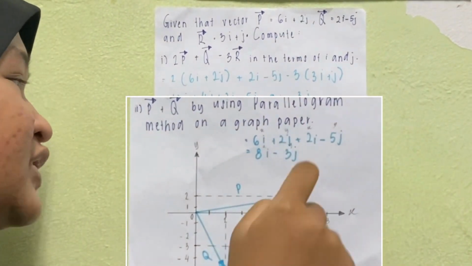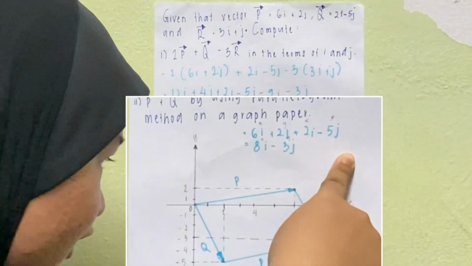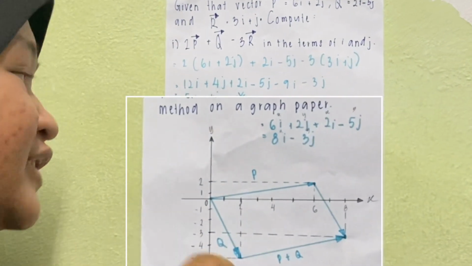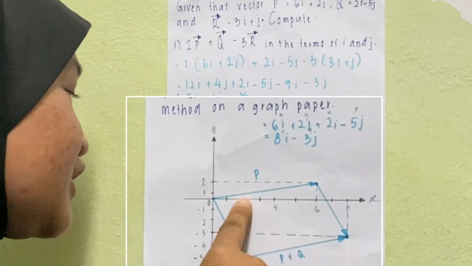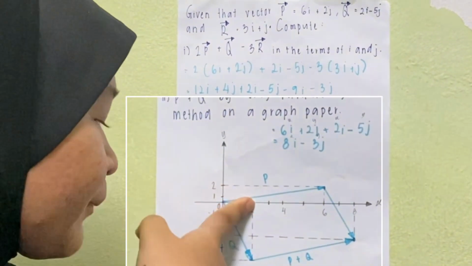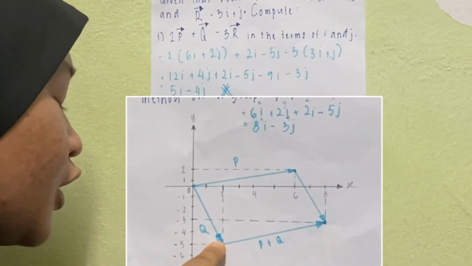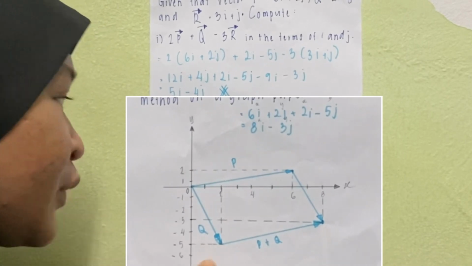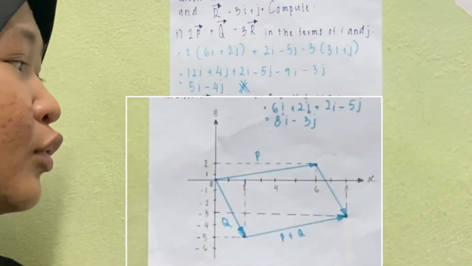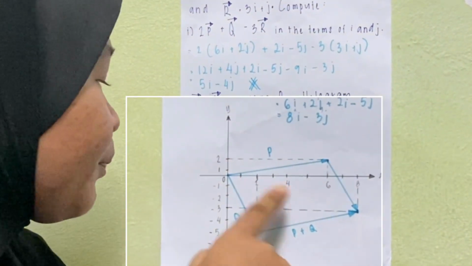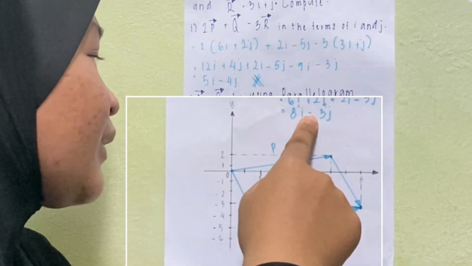And Q is 2i minus 5j. For i, as I said, i is x, so this is 2 on x, and minus, which is downwards, is minus 5j, which we put here. So P plus Q, where do they go? P plus Q is 8i minus 3j.